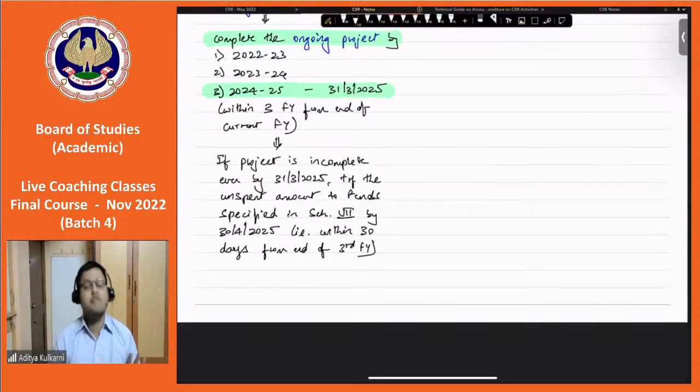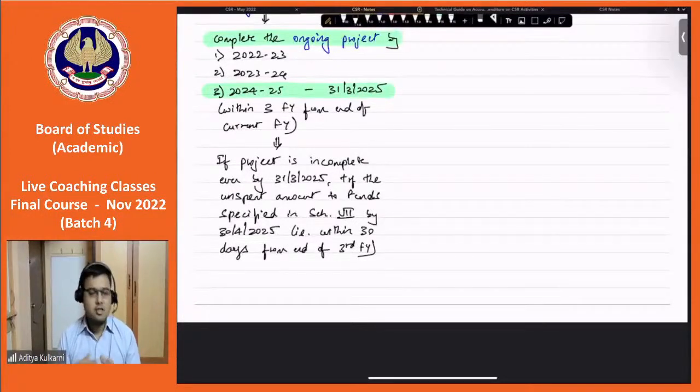Now, enough is enough. At the end of the third financial year, if you have still not completed the ongoing project, within 30 days of the third financial year, that means in our example, by 30th April 2025, whatever amounts you have not spent, transfer it to the fund mentioned in Schedule 7. What funds are mentioned? PM's National Relief Fund, PM Cares Fund, or Swachh Bharat Kosh, or Army Veterans Fund, or whatever, the whole host of funds are given. Anywhere you put the money in that, and that means you have fulfilled your obligation.